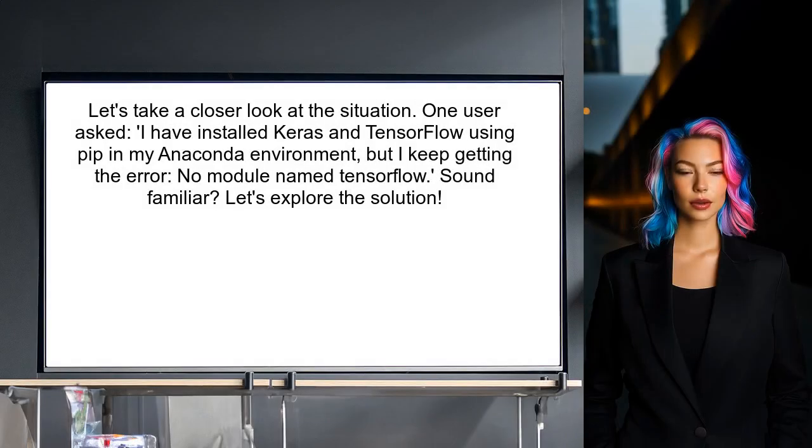Let's take a closer look at the situation. One user recently asked, "I have installed Keras and TensorFlow using pip in my Anaconda environment, but I keep getting the error, no module named TensorFlow." Sound familiar? If this resonates with you, stick around as we explore the solution.